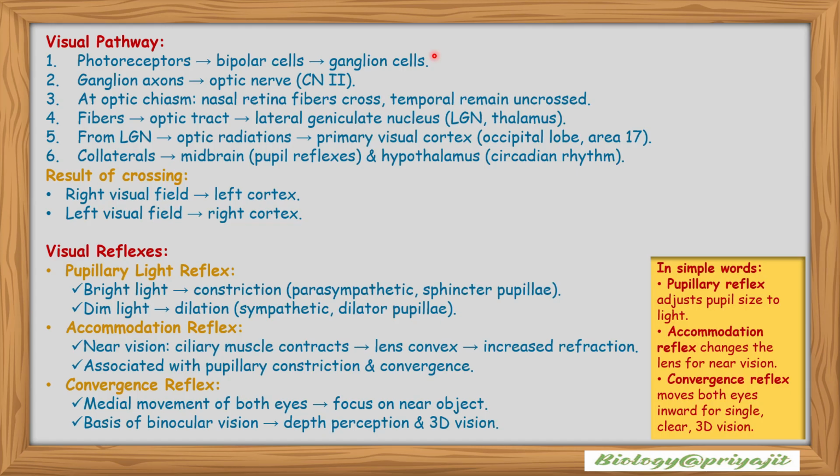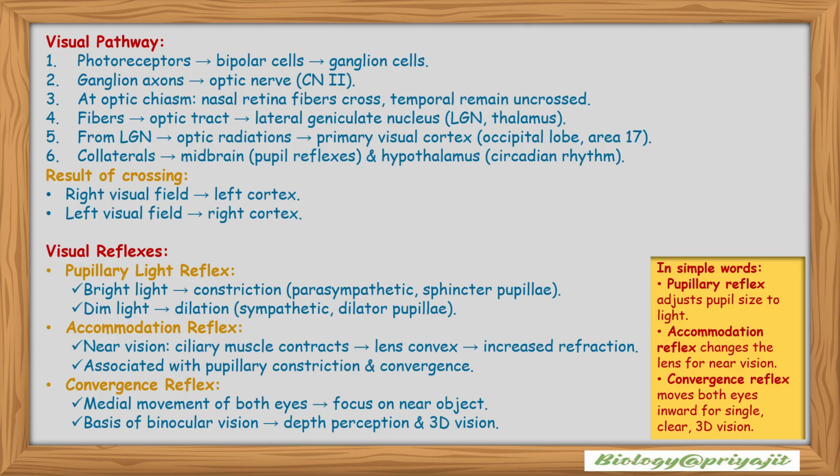Now we learn about the visual reflexes. First one is the pupillary light reflex. When bright light enters the eye, the pupil becomes smaller, that is constricted, and this is controlled by the parasympathetic nerves, which act on the sphincter pupillae muscle. In dim light, the pupil becomes wider or dilated. This is controlled by the sympathetic nerve, which acts on the dilator pupillae muscle. Its purpose is to protect the retina from too much light and helps vision adjust to different lighting conditions.